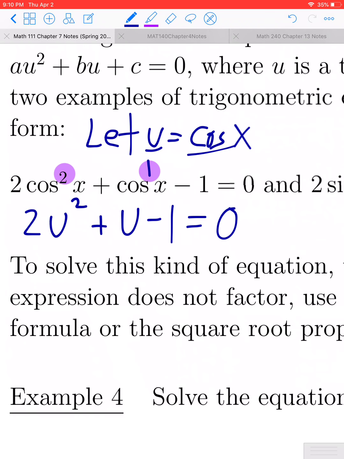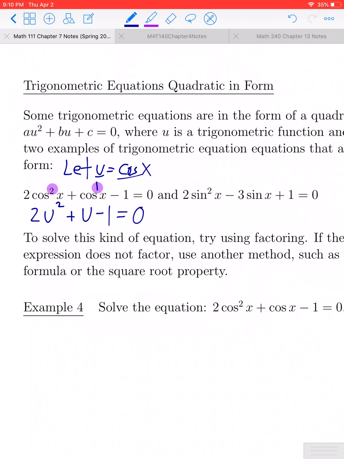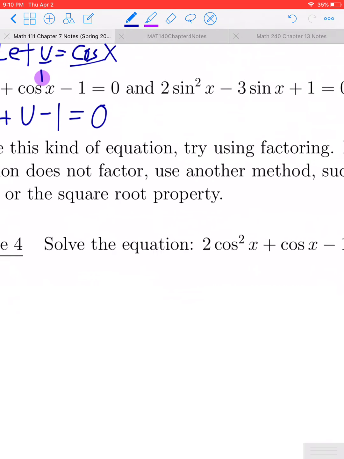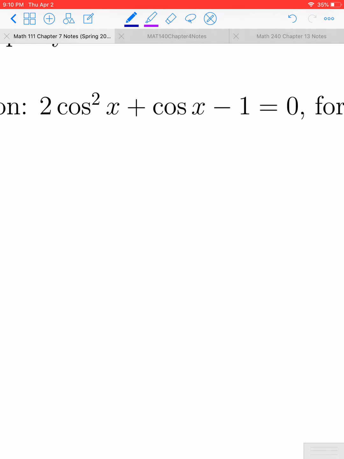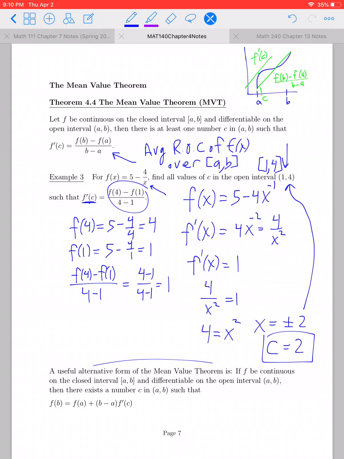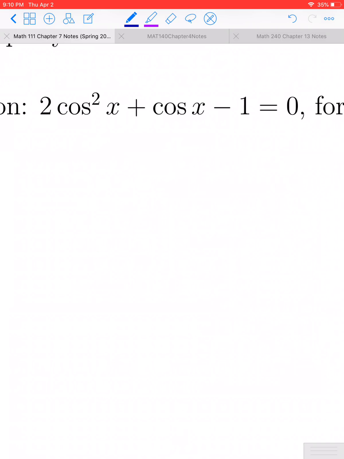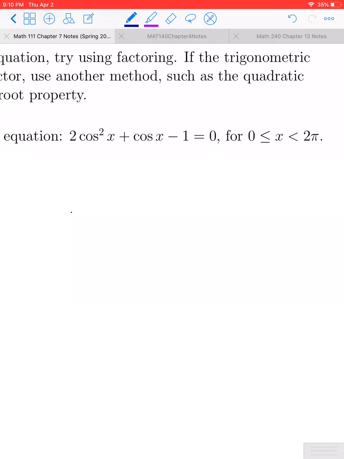If you feel very comfortable with your factoring methods, you don't necessarily need to do the substitution, but if you like it and if it helps, you're more than welcome to. I'll do it for the first example, and then maybe I'll skip it and factor the next one without doing the u sub. In example 4, we want to solve the equation 2 cosine squared x plus cosine x minus 1 equals 0, and we want to find the solutions for this one that are between 0 and 2 pi.